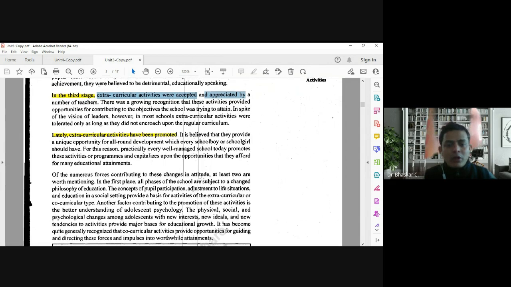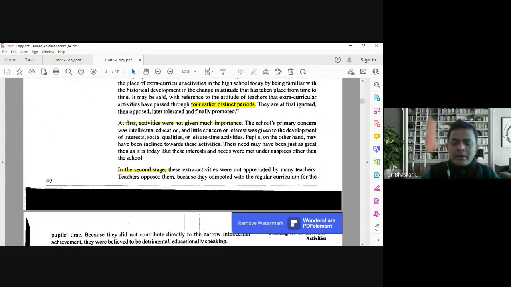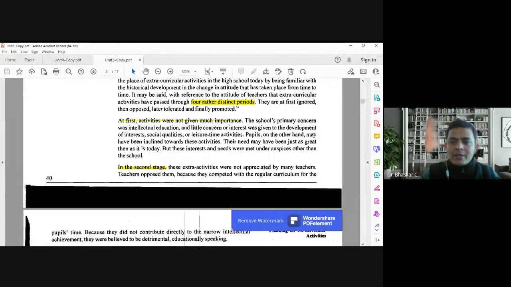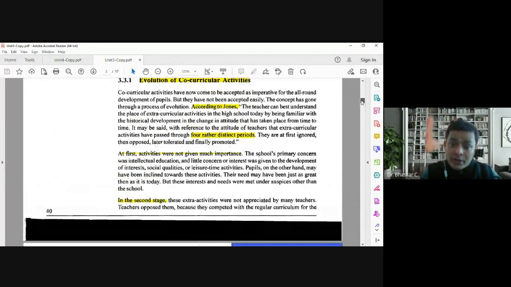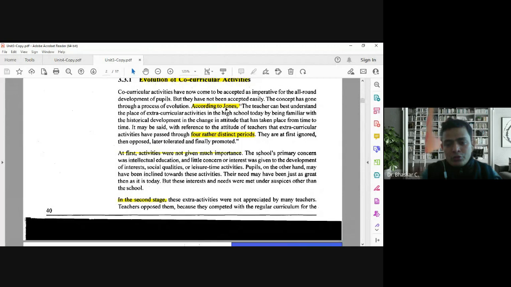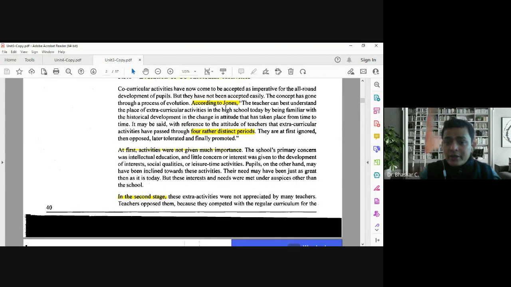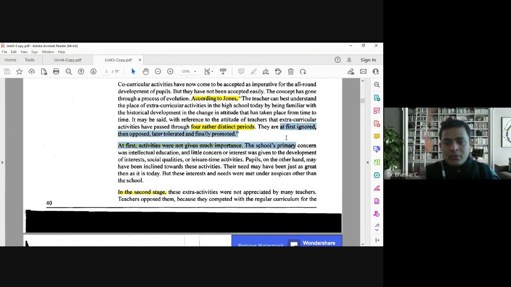So this is an important part, and let me just go back again, this has been given by whom? This classification, or you can say this concept of four distinct periods, has been given by Jones. So Jones has clearly defined it, and I have highlighted it. At first, it is ignored, then it is opposed, later it is tolerated, and finally it is promoted. So this is the important line.